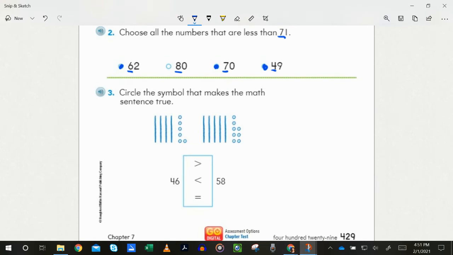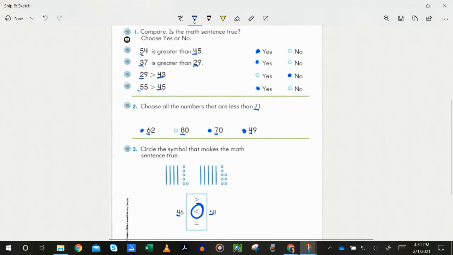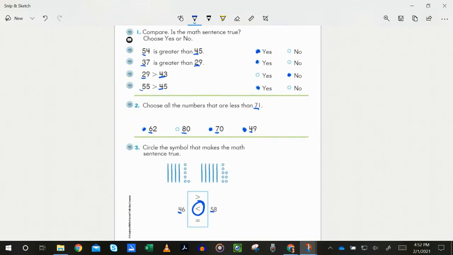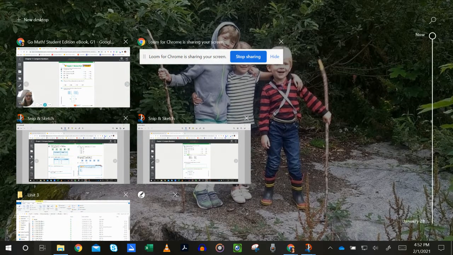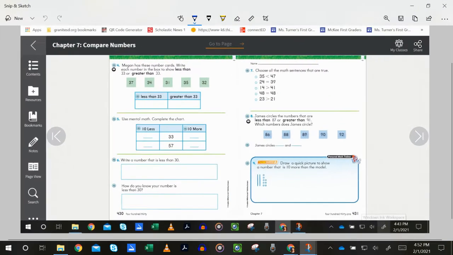Number 3, think about our crocodile. He looks at the tens first. Which one will he eat? 4 tens or 5 tens? He's going to eat 5 tens, so that is our number. Remember to fix the ones that you need to fix. Put stars next to the ones you had correct. And let's open it up and look at our next pages. We need to open it up to these pages.